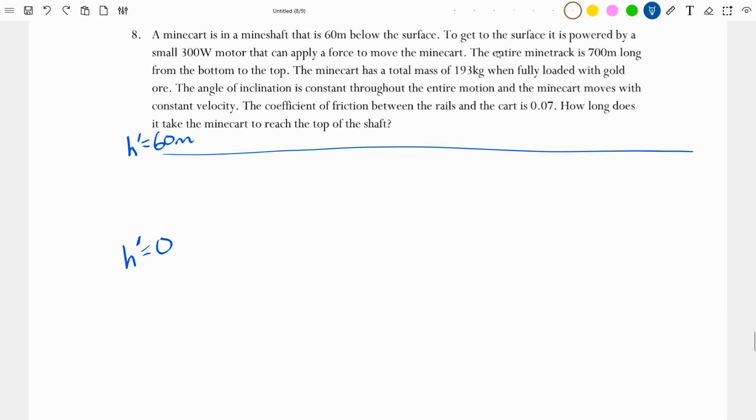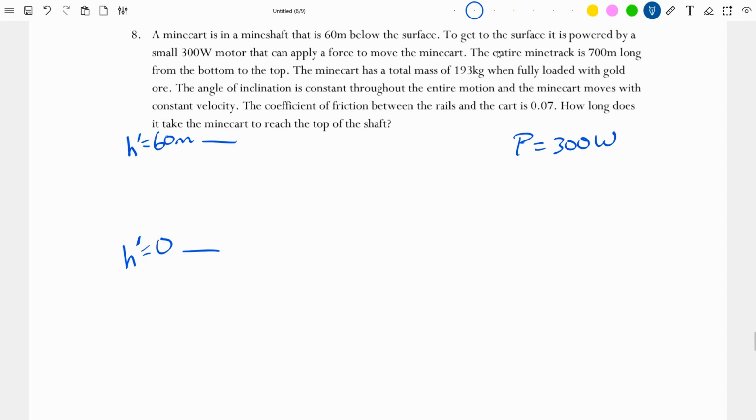So this is fine. To get the surface powered by a small motor, okay, so the power of that motor, in fact, I don't need this huge line here, let's get rid of that. Okay, so it's going to end up here. It started here at this height. Power 300 watts.